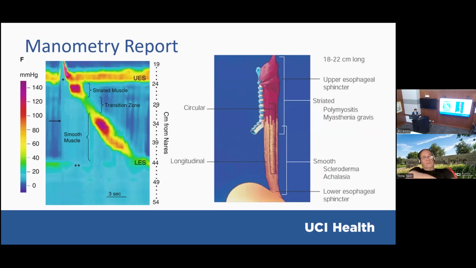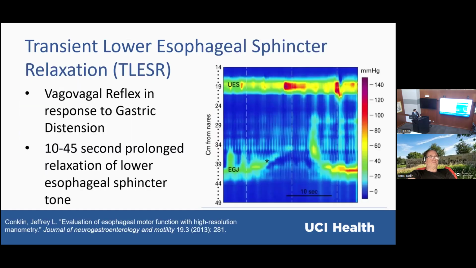Then your esophagus takes over to squeeze that bolus, that high pressure, down the esophagus over time, which is why you get this diagonal picture, and the lower esophageal sphincter relaxes to get into the stomach. We believe that reflux is motivated by these transient lower esophageal sphincter relaxations, which can be seen on manometry. It's a vagal-vagal reflex in response to the distension of the stomach.